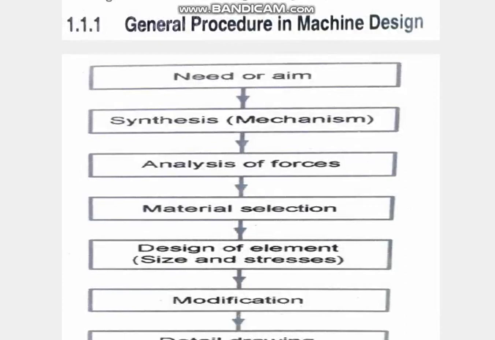So this is the first step. We first have to say, we need a machine that will wash our clothes. And we have to make a complete statement of the problem: what all this machine should be able to do, why we are making it, what it should do, and all such things. What is the purpose of doing it? We have to make a statement. This is the first step, that is the need or aim.